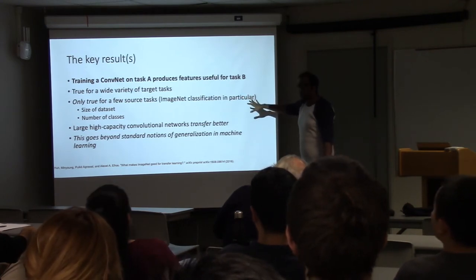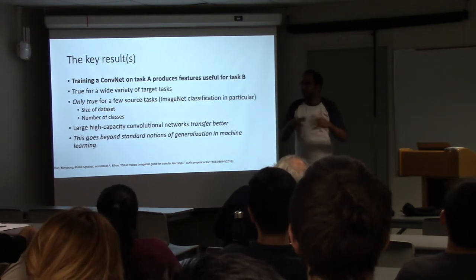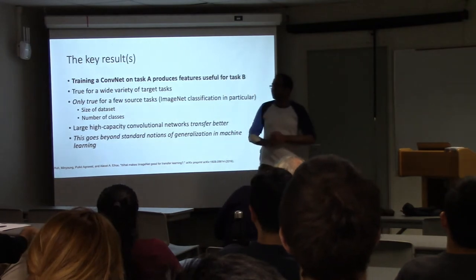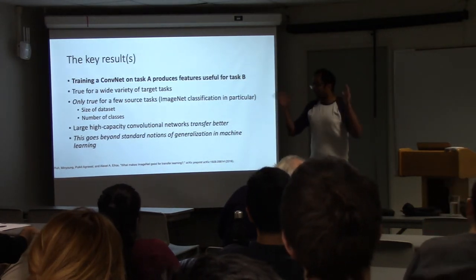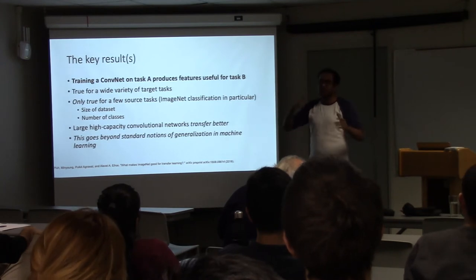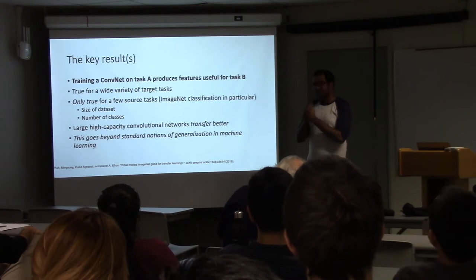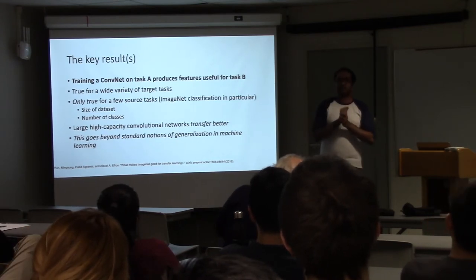But even so, it seemed to depend on how big the data set was, right? How big ImageNet was. But it also depended on the number of classes. So if I reduced the number of classes from 1,000 to 100 by keeping the same images, the same data set, by just using coarser labels, for example, it actually hurt this transfer. So the features were not transferable if the number of classes was smaller.